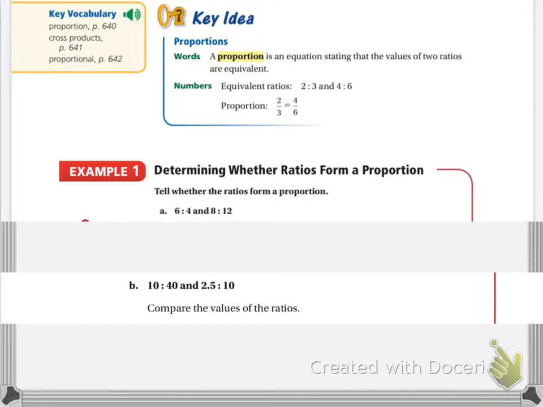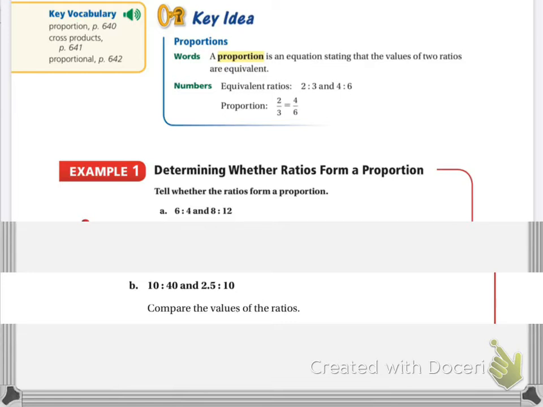Hi guys, we're moving on in chapter D for D3, and today we're going to be looking at proportions. A proportion is an equation stating that the values of two ratios are equivalent. So we're going to take a look at our first example.